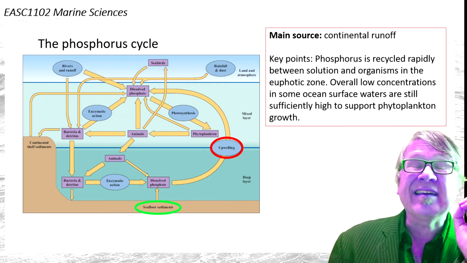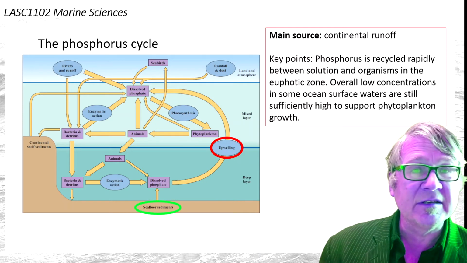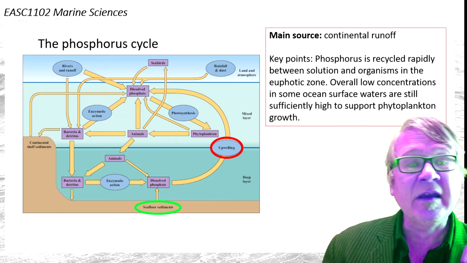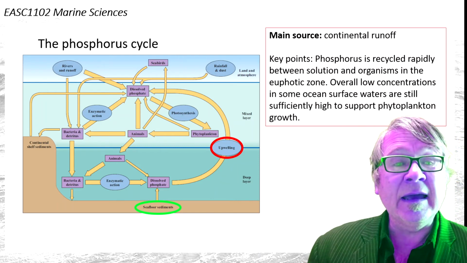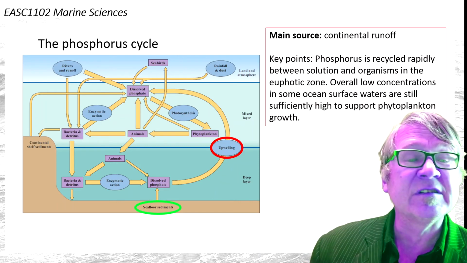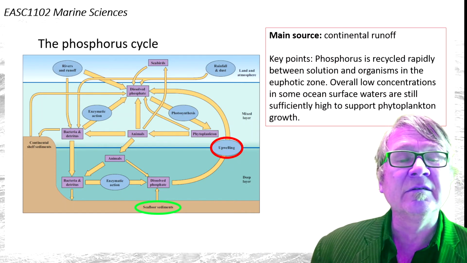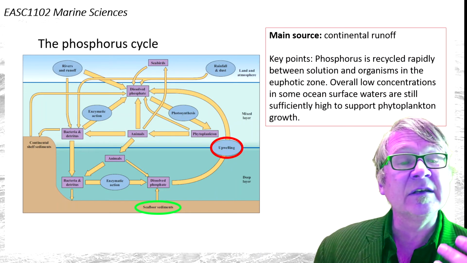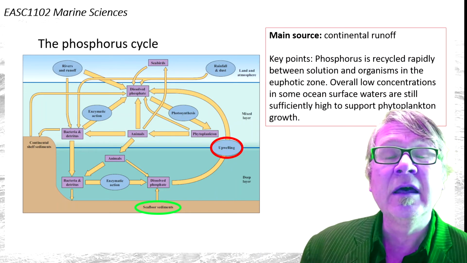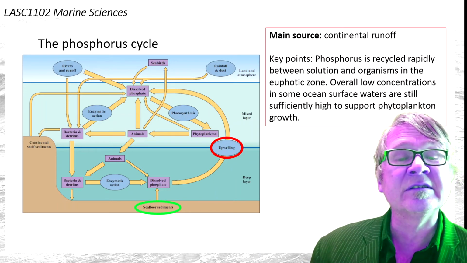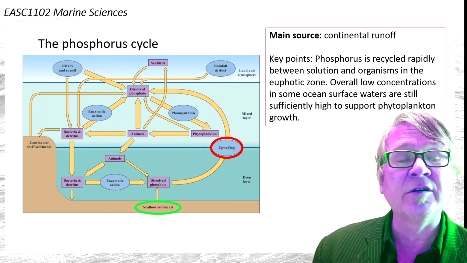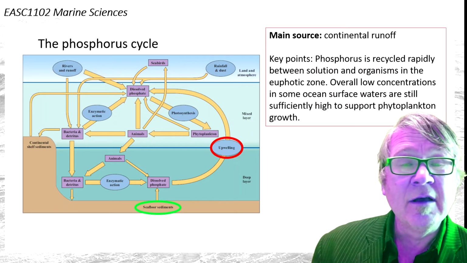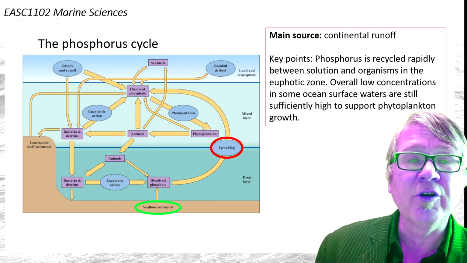So now the key points, and you can read more about this in the textbook. What you learn is that phosphorus is recycled rapidly between the solution and organisms in the euphotic zone. Overall, low concentrations in some ocean surface waters are still sufficiently high to support phytoplankton growth. So for the oceans, phosphorus is not the main problem.